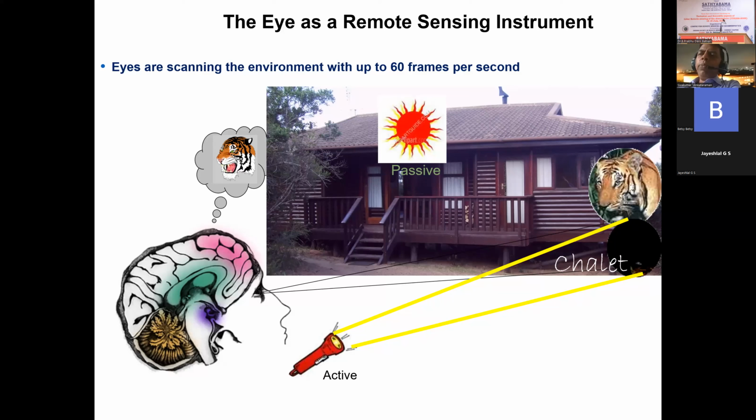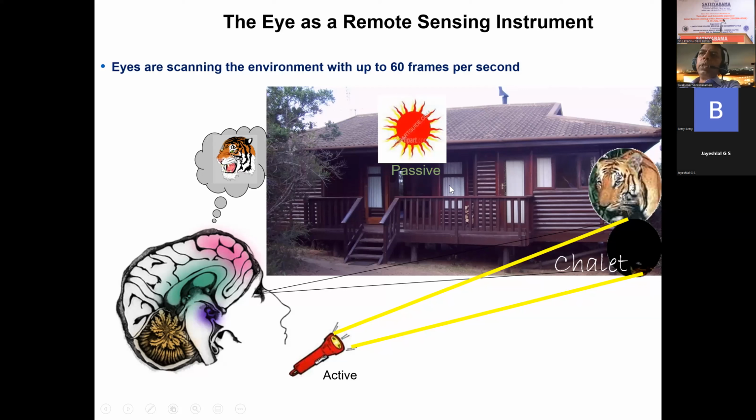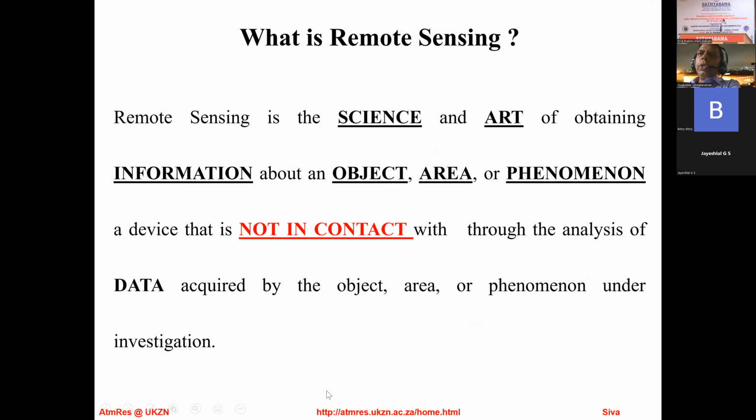So what you infer from here, the passive remote sensing, is where you don't have control over the energy source or the device you are using to visualize something. Whereas in the active one, you have control over the source you are using, meaning you can switch it on or switch it off, or the energy source has been included in it. So then it is called active remote sensing. Otherwise, remote sensing can be defined this way: it's a science and art of obtaining information about an object, area, or phenomenon, but the basic wording is not in contact. So you need to remember that.